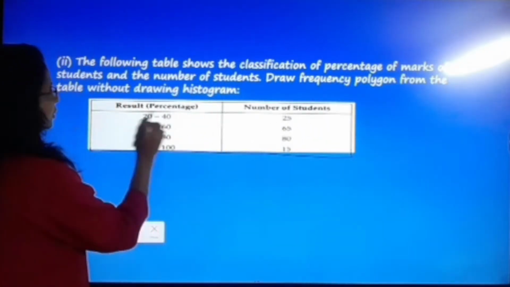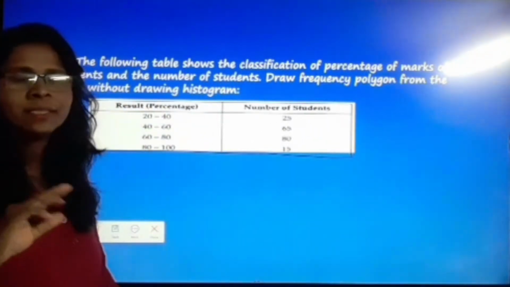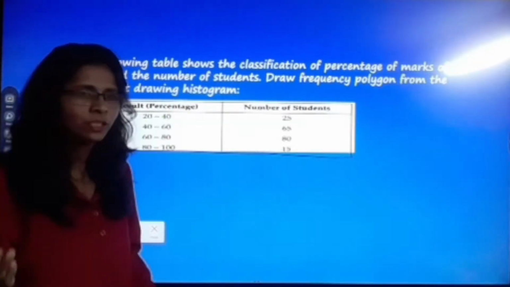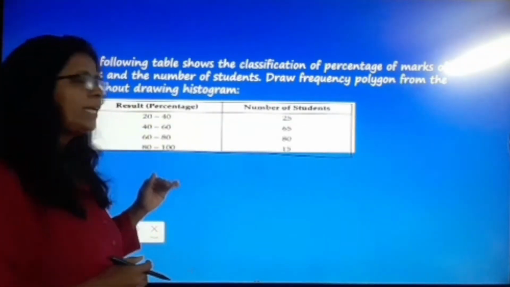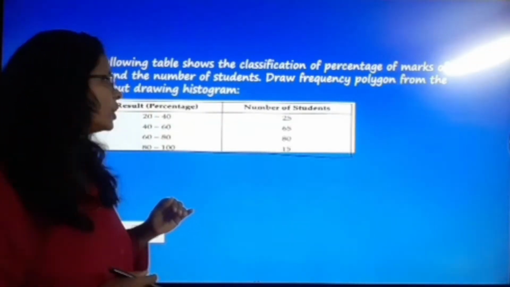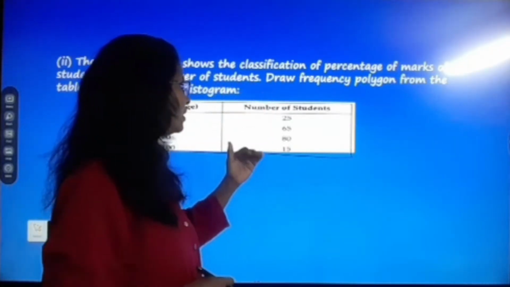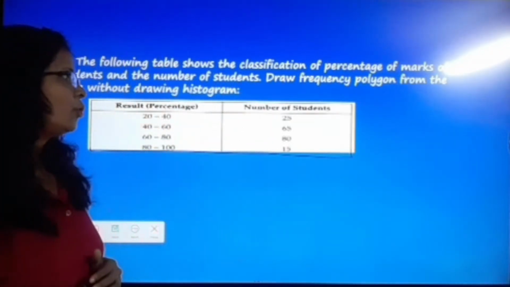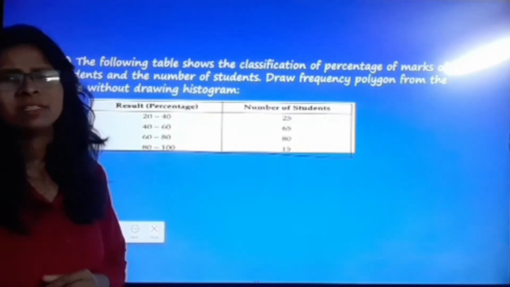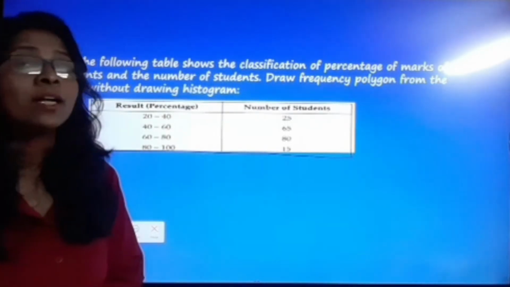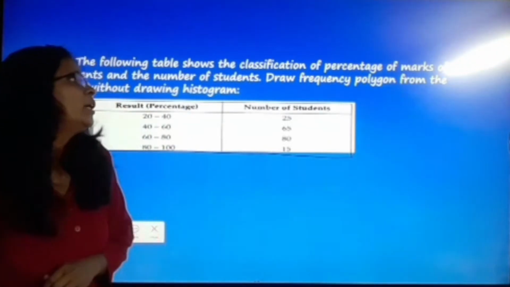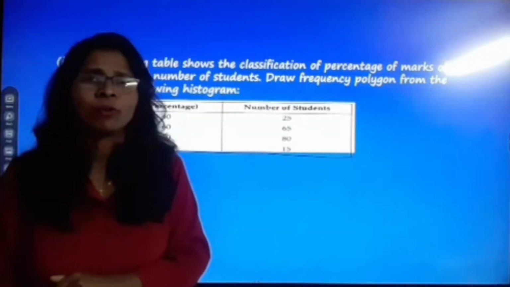The first column is for the result in percentage, that is the class intervals 20 to 40, 40 to 60, 60 to 80 and 80 to 100. Okay students, and the number of students respectively is 25, 65, 80 and 50. So now, students, we are required to draw the frequency polygon.